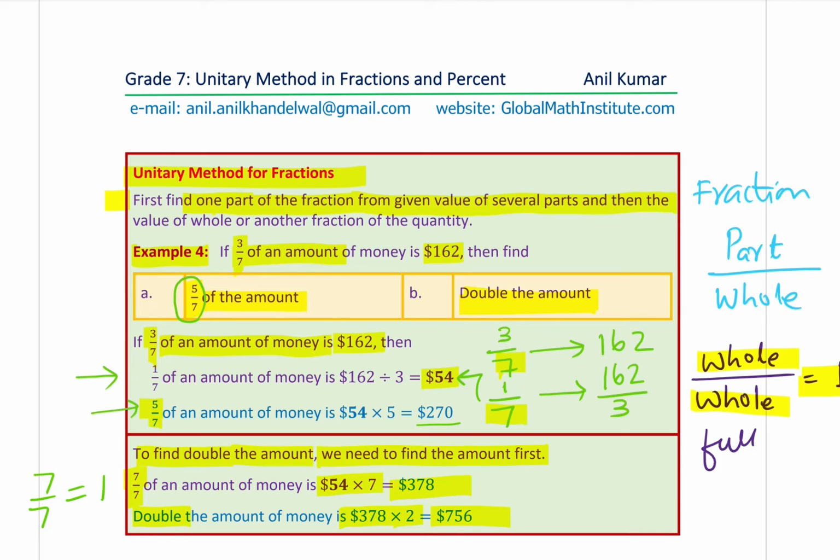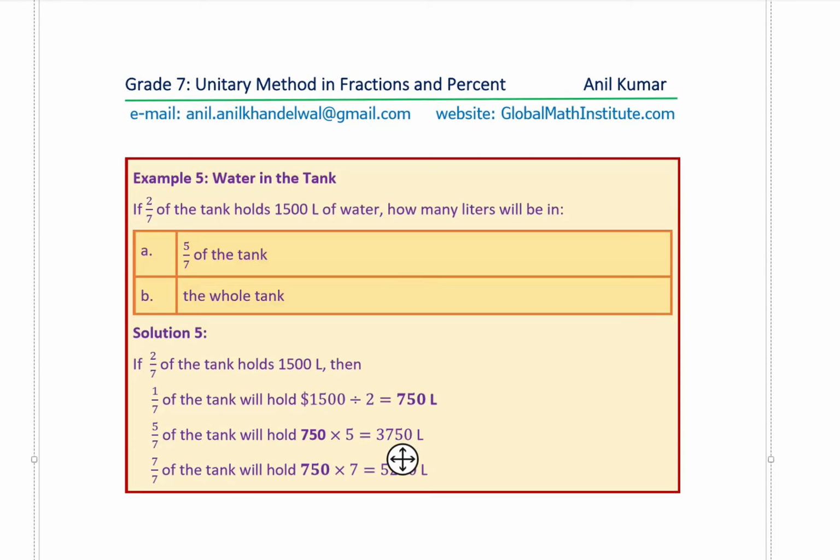You can now pause the video, go through it once again, try to understand how we use the unitary method, right? And here is another practice question for you. Question 5. So I'm saying examples since I'm providing you with the solutions. Example 5 is related to water in a tank. If 2/7 of the tank holds 1500 liters of water, how many liters will be in 5/7 of the tank?